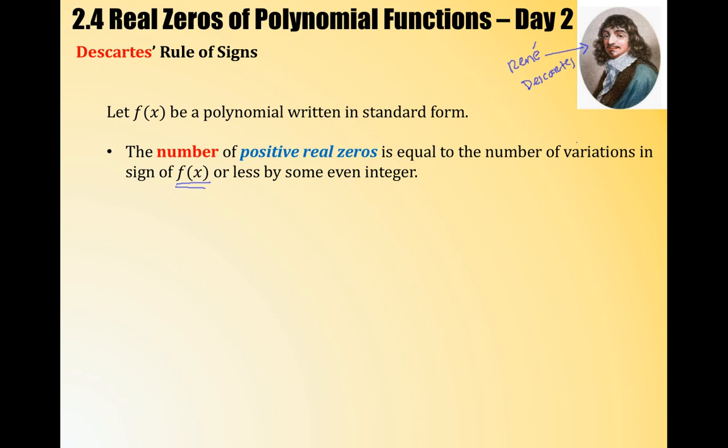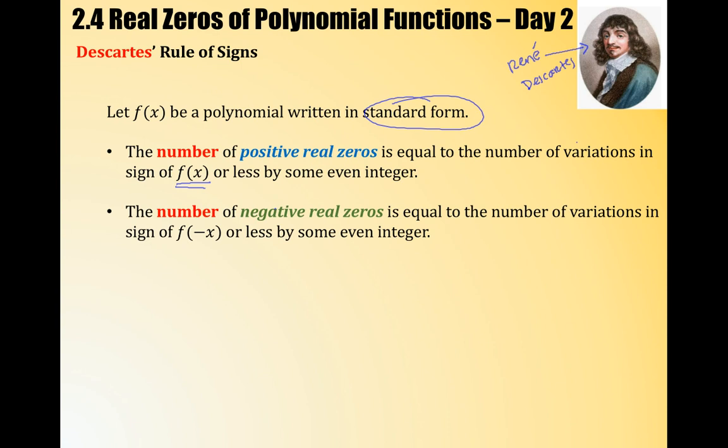So it's got to be written in standard form. That's important. Or less by an even integer. So if it switches signs 12 times, the number of positive real solutions could be 12, 10, 8, 6, 4, 2, or 0. If it was 3, it could be 3 or 1, less by an even integer. The number of negative real zeros is equal to the number of variations in sign of f of negative x, so you're substituting in that negative x, or less by an even integer as well.